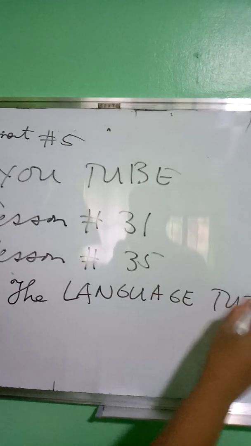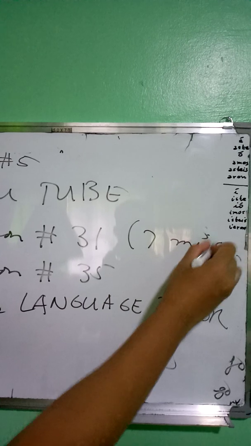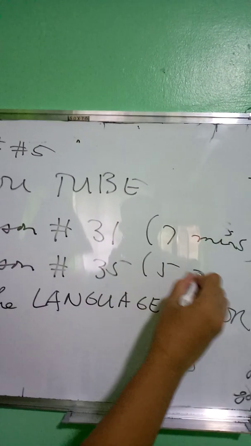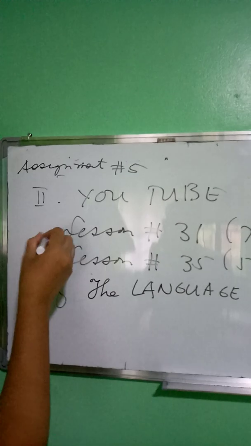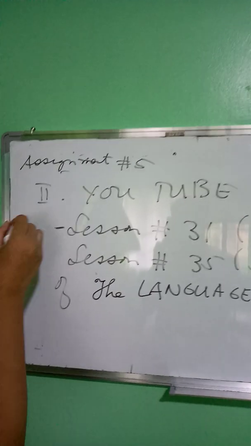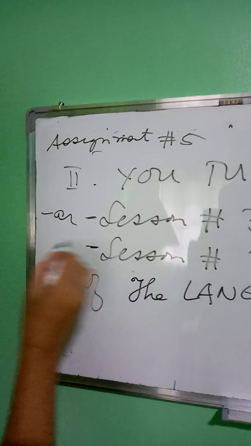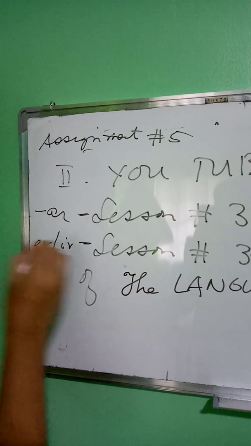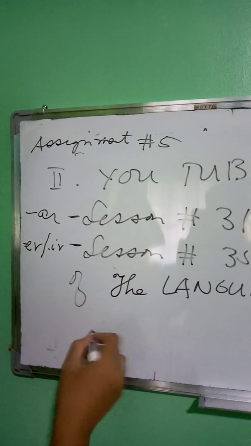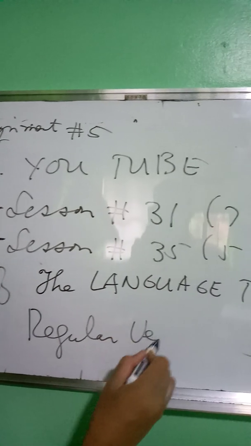I think this one is about 7 minutes. This one is about 5 minutes. The language tutor. So lesson number 31 has something to do with the past tense of verbs ending in AR. Lesson number 35 would have something to do with verbs ending in ER and IR in the past tense, all in regular verbs.